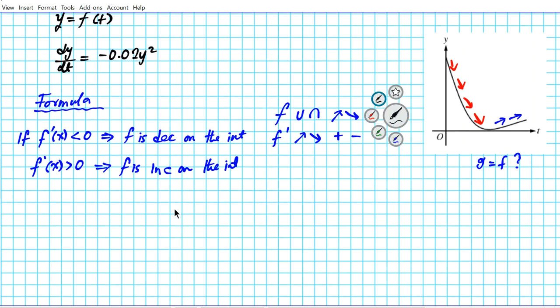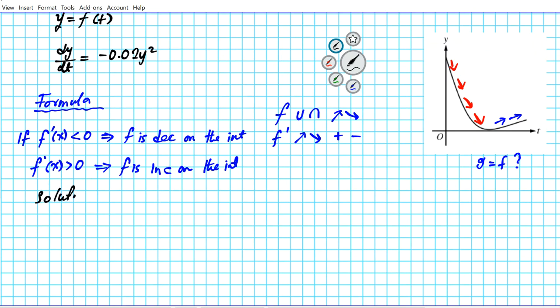All right, let's see. So let's start by taking a look at the differential equation, or f prime, and see if g is behaving in such a way that it could be f. So what do we know about f prime? So f prime, which is equal to dy dt, is equal to negative 0.02y squared. Okay, so if you study this function closely, what does that tell you about the sign of f prime? Because the sign of f prime tells you how f behaves.